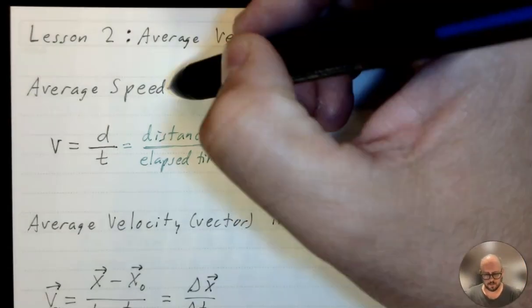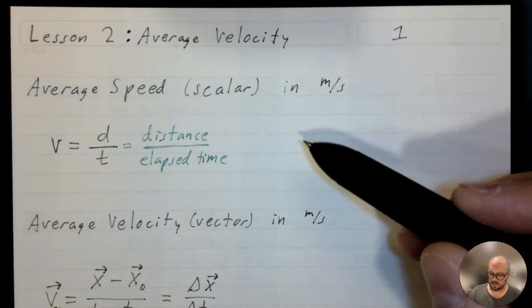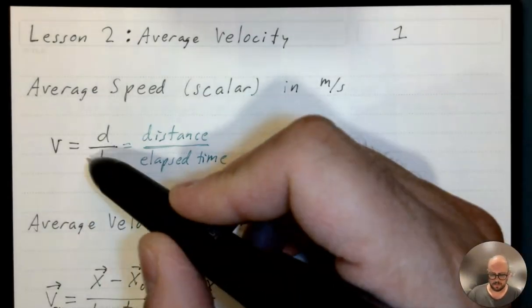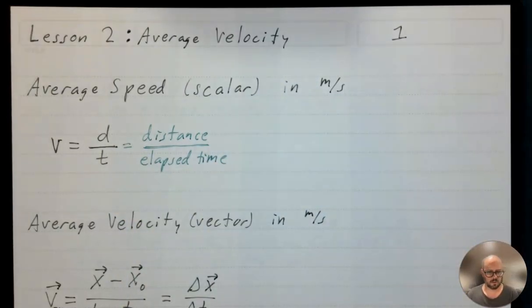It tells you how fast you were going on average. It doesn't tell you anything about where you went. That requires vectors, and so that's where we go beyond that. This is a really useful formula, though, because as we'll see later, if an object doesn't change direction, then speed and velocity are almost interchangeable. So keep that one in mind.